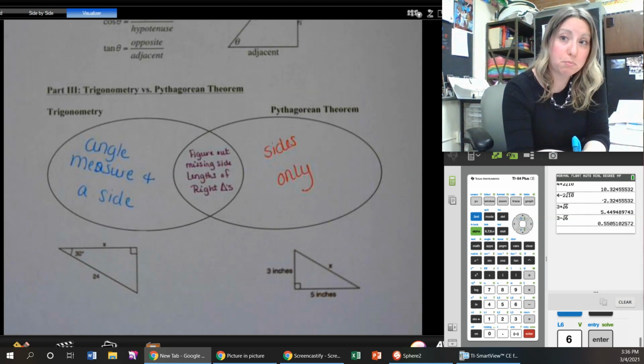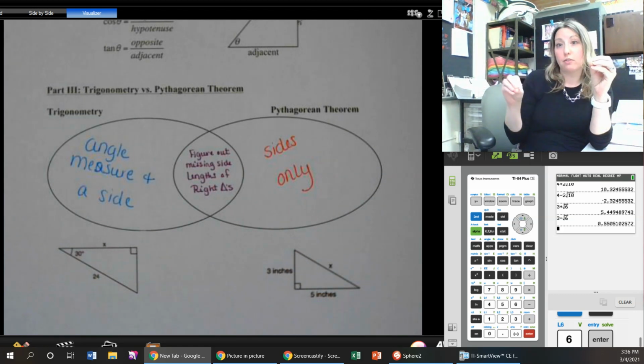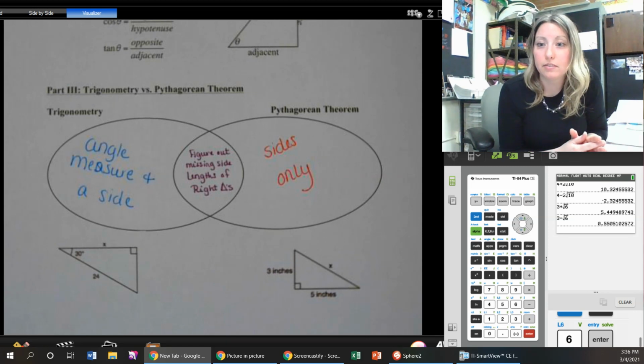Then you're going to put this in practice. So on your homework, you want to just label, are you going to use Pythagorean theorem or trig, and then use it to find the missing side. I know, it really was this quick.